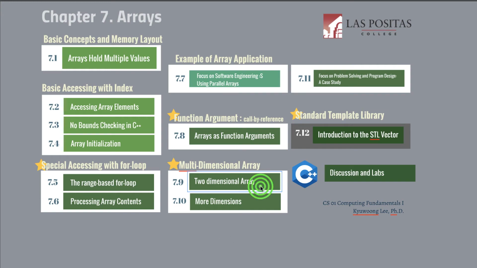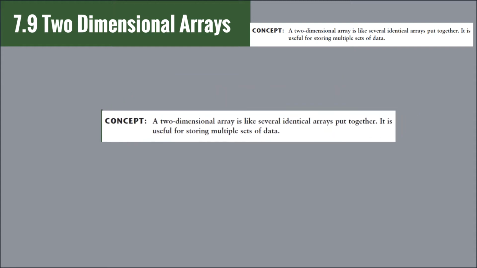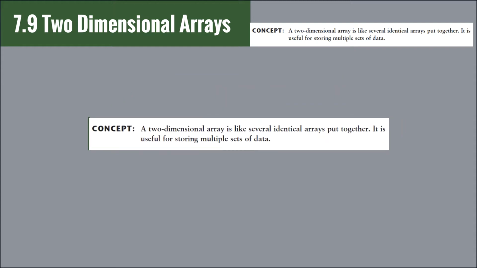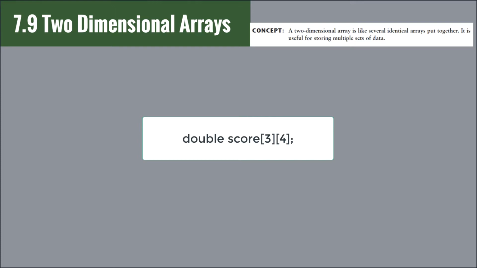In this video, we are talking about 7.9, two-dimensional arrays. A two-dimensional array is like several identical arrays put together. It is useful for storing multiple sets of data. To declare a two-dimensional array, we use similar notation, but we use two brackets for using two indices.